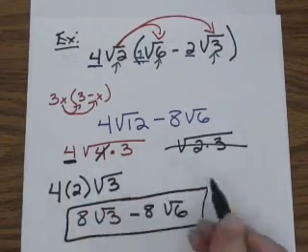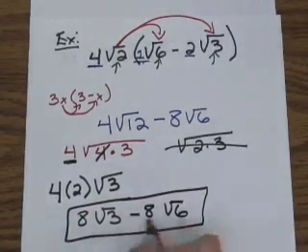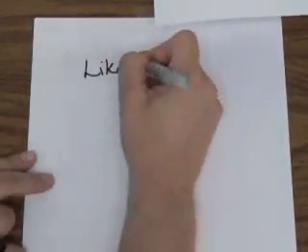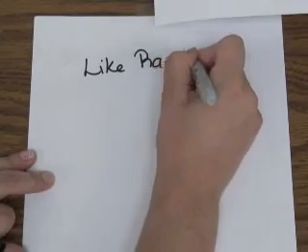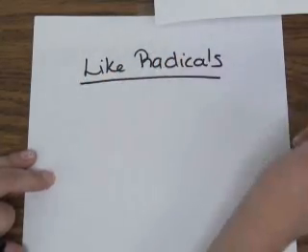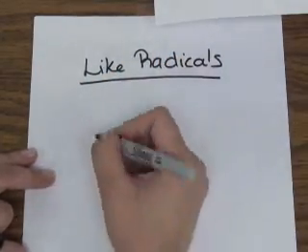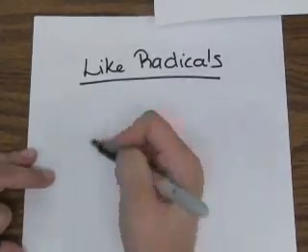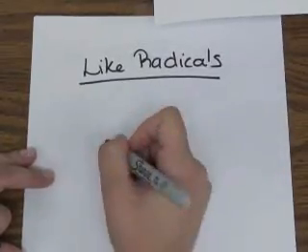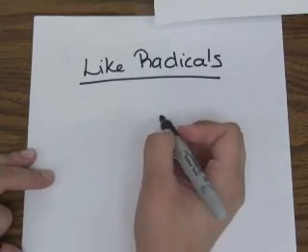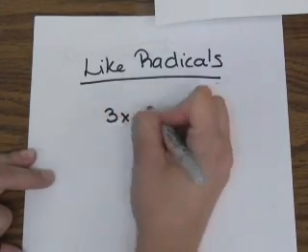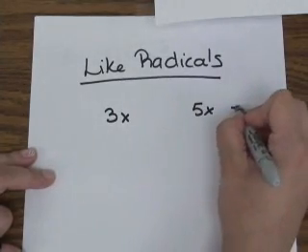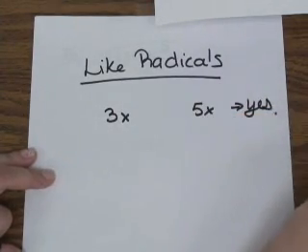Now the reason I didn't combine these is because they are not like radicals. So, the same way that you need to have terms alike in order to combine them, you also need radicals to be alike. So again, let's look at something we've already completed successfully. 3x and 5x, they are like terms. So yes, I can combine them.